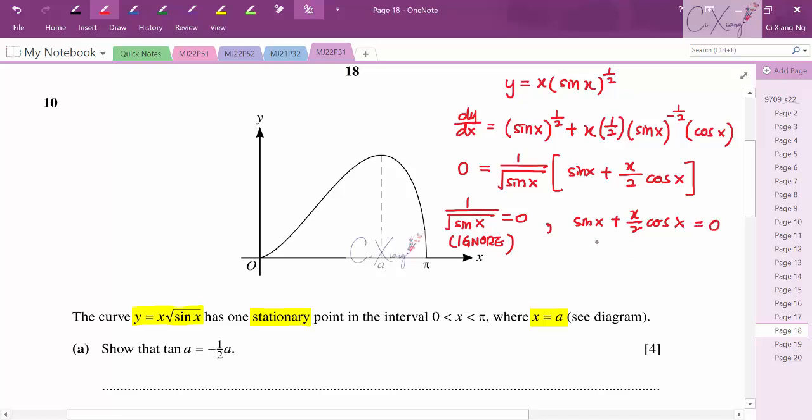Okay, then we try to move all the answer here. So I'm having sine x equals to negative x over 2 cos x. Okay, so from here, we try to rephrase the equation so that I get something with tangent. So very obvious, if I bring the cos over, I will have tangent. So tangent x is equals to negative x over 2. And this happens at the point x equals to a. Therefore, we can conclude that the tangent a is equals to negative a over 2. Alright, so this is how we actually get the equation that they want us to show here.